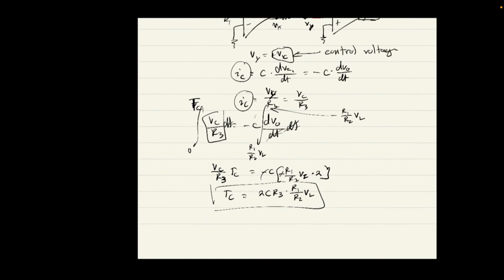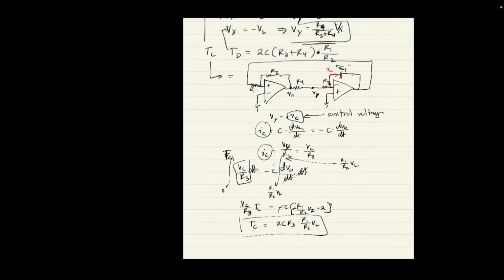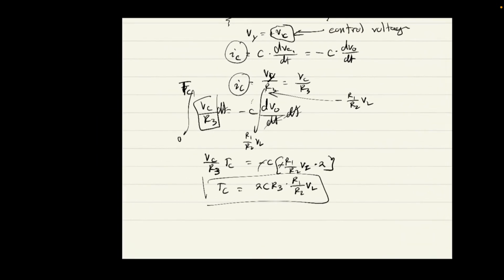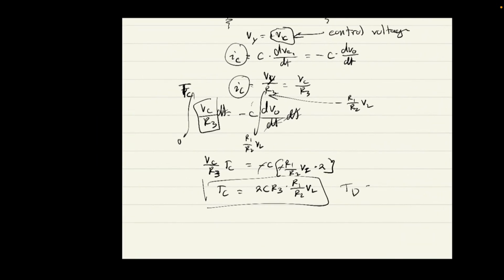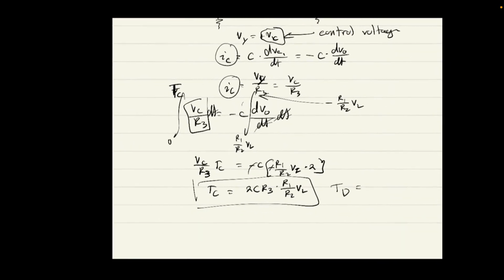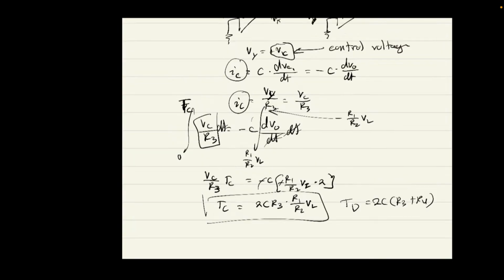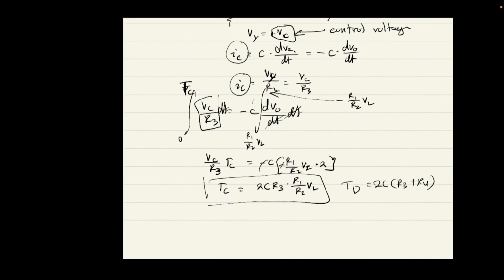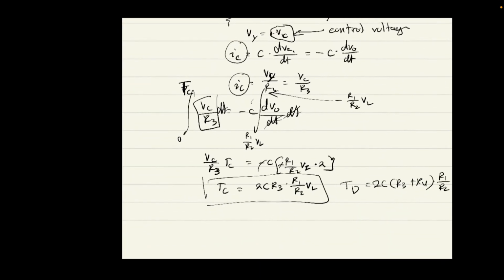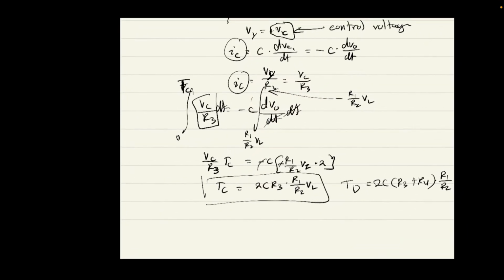Any questions? No questions? Okay, so TD, which is the discharging time, is 2C times R3 plus R4 times R1 on R2.